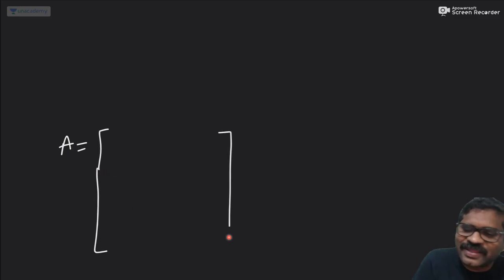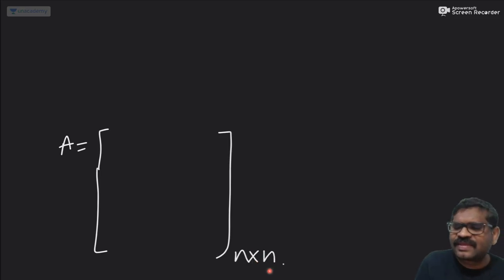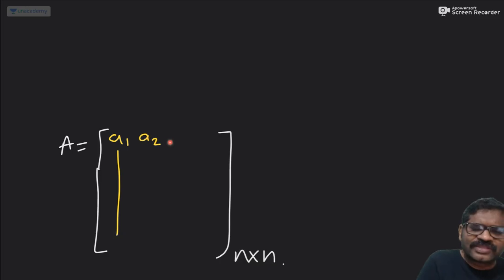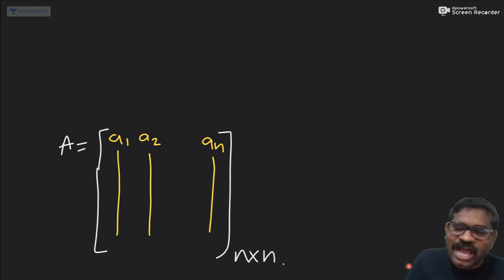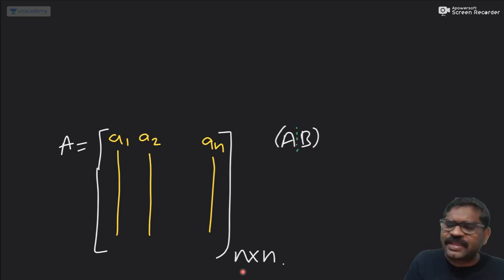Na? Here, A1 is the first column, A2 is the second column, An is the last column. So your matrix A is an n cross n matrix. Okay. Now, what about AB? What about the augmented matrix AB? Augmented matrix AB.